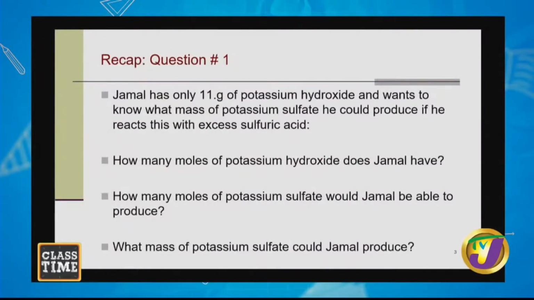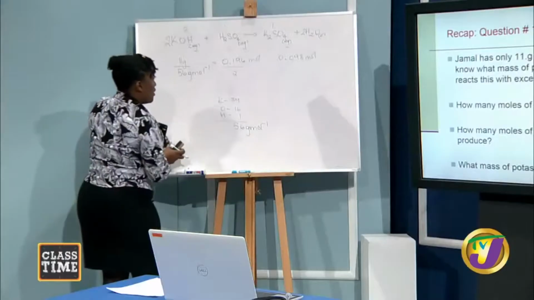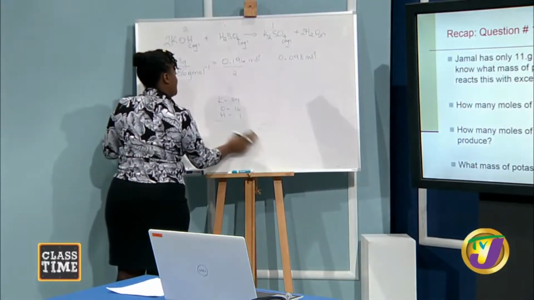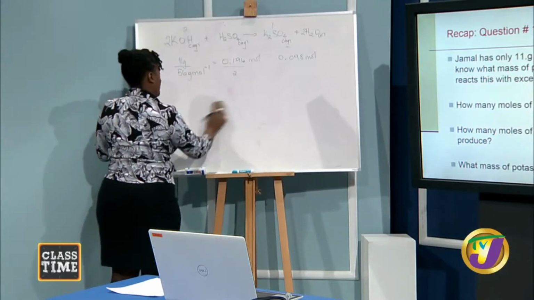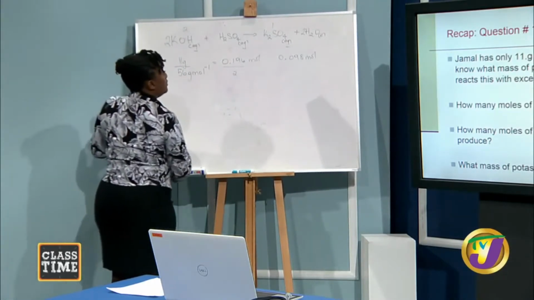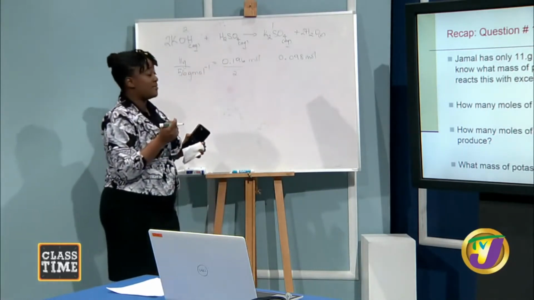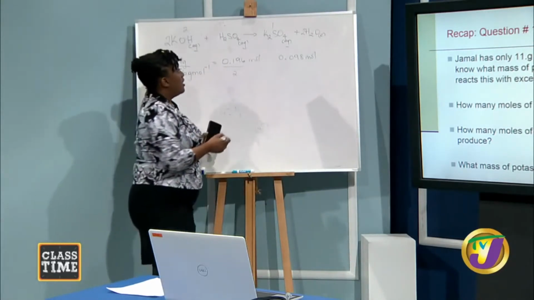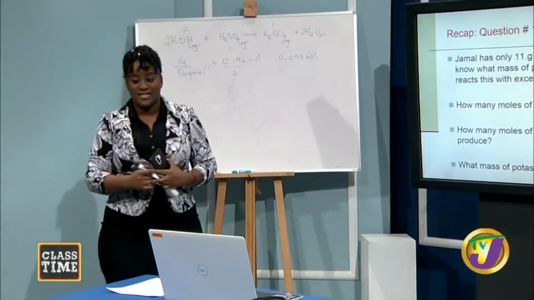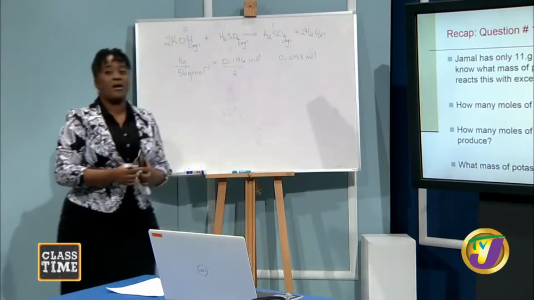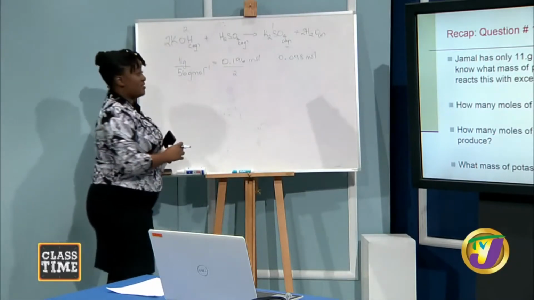So it's asking us for mass. So what is our unit for mass? That's right, grams. All right, so how do we convert from moles to mass? What we're going to do, we have to calculate the molar mass for potassium sulfate. I'll tell you before, the molar mass for potassium sulfate is 174.2. So you can work it out for yourselves.